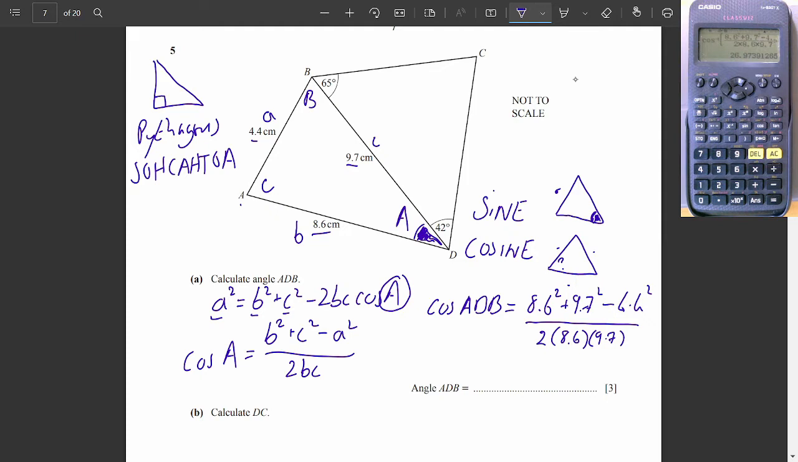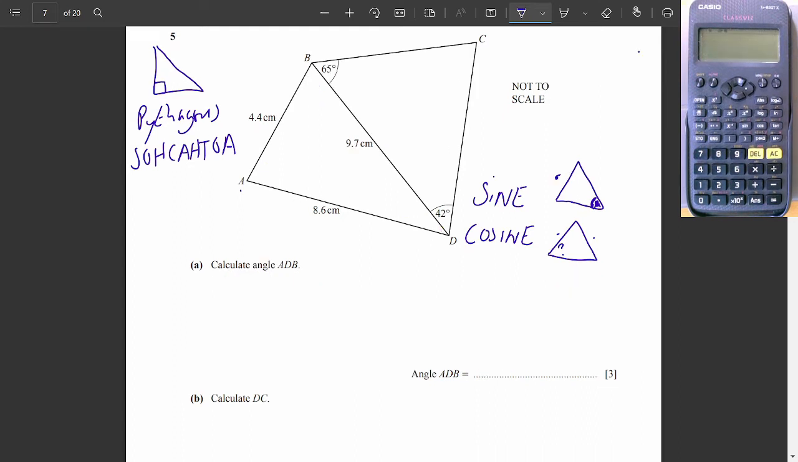We have the answer 26.973, etc., which we want to write to three significant figures, which would be 27.0. Question 5c.